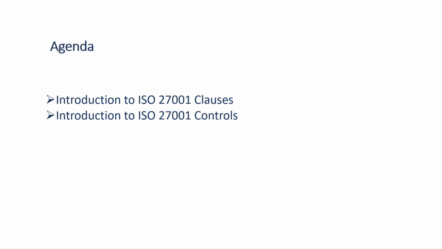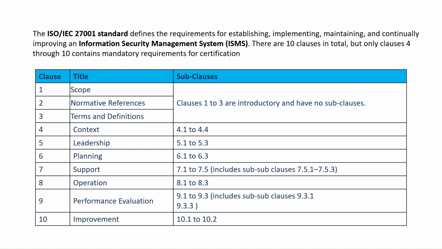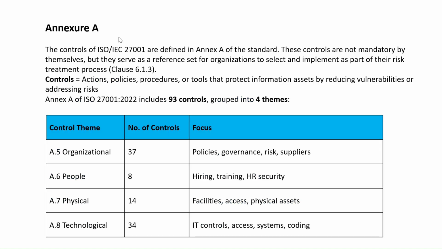In this video, we'll be talking about ISO 27001 clauses and controls and also explaining the difference between a clause and a control. ISO 27001 defines the requirements for establishing, implementing, maintaining, and continuously improving an information security management system. There are 10 clauses in total, but only clauses 4 through 10 contain mandatory requirements for the certification, whereas clauses 1, 2, and 3 are introductory clauses and they don't have any sub-clauses. Clause 1 talks about the scope, clause 2 talks about normative references, and clause 3 talks about the terms and conditions.